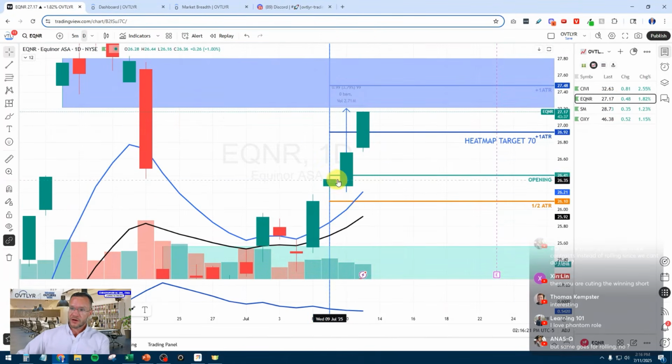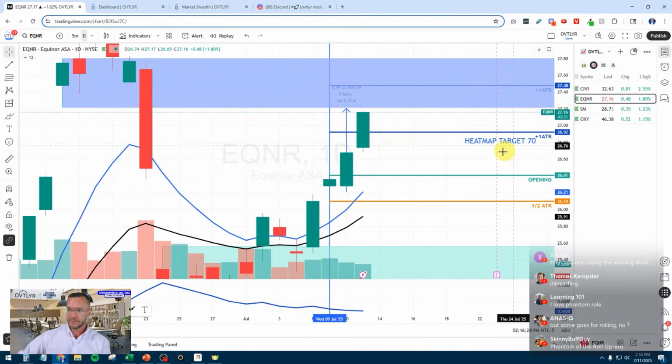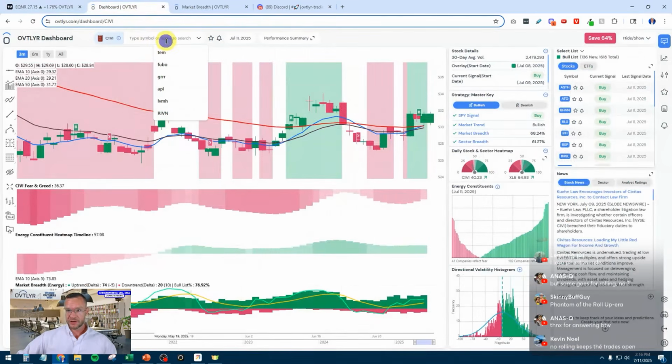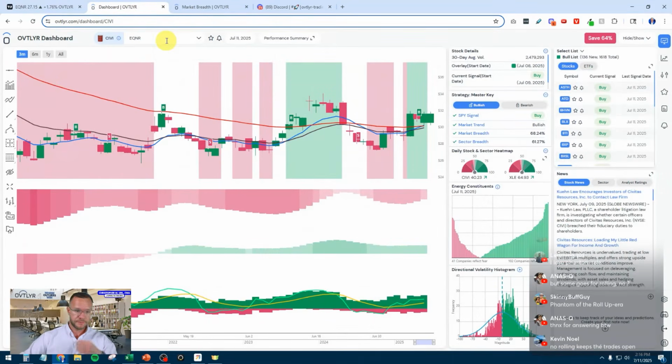Now, EQNR, as of today, boosted right over that half ATR. It just blew right through, I'm sorry, that one ATR, meaning I would absolutely be looking to roll this guy. However, let's follow our plan here, right? If we look at this, we can see that I made a note over here to exit when the heat map hit a target of 70, EQNR.